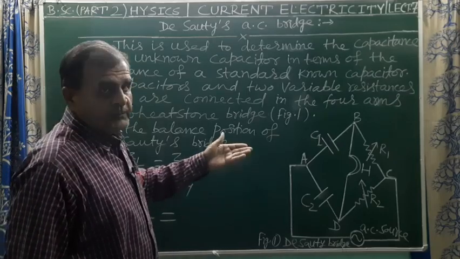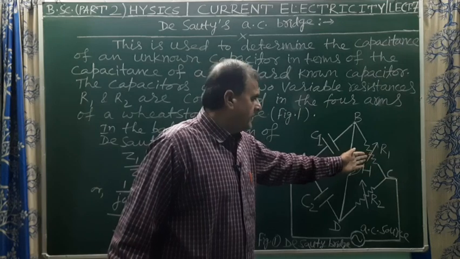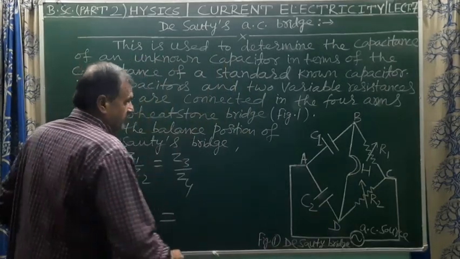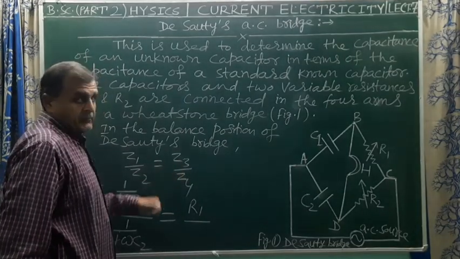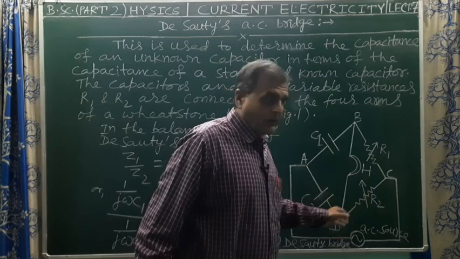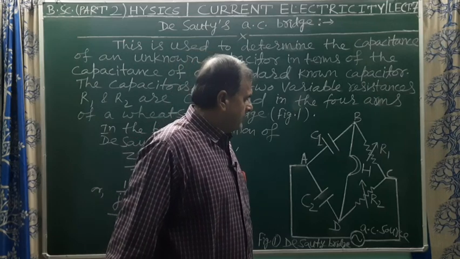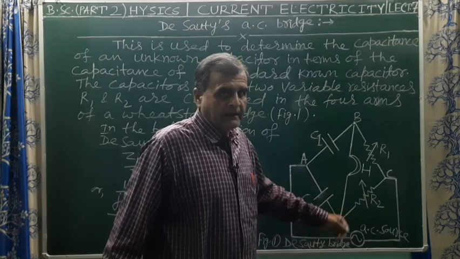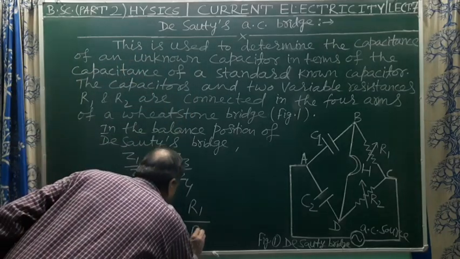So Z3 is the resistance of the variable resistor R1, that is, the resistance of arm BC. So in place of Z3 we can write R1, and Z3 upon Z4. Z4 is the resistance of the arm CD of the Sauty bridge, in which another variable resistor R2 is connected. So in place of Z4 we can write capital R2.